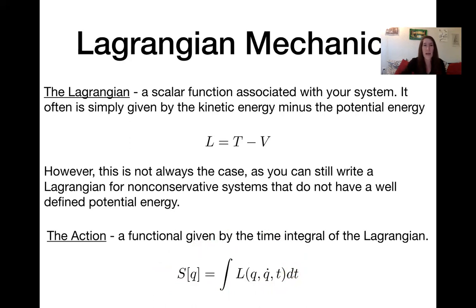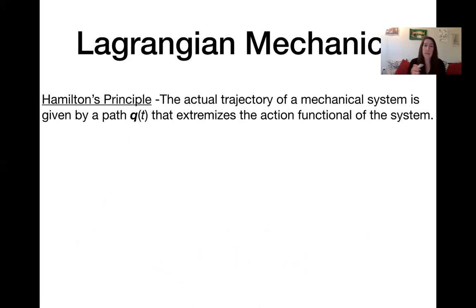And why do we care about the action? Well, we care about it because of something known as Hamilton's principle, which says that the actual trajectory of a system is given by some path which extremizes our action, right? So it makes it a stationary point. So it's either a maximum or a minimum, or it's some flat surface. Most of the time it'll often minimize the action, but that's not always going to be the case.